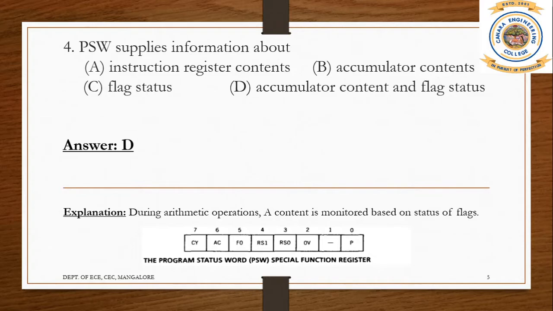So the program status word structure is given here. Program status word is an 8-bit wide register whose highest bit is the carry flag and lowest bit is the parity flag. Then you have auxiliary carry, register select bits, overflow flag. Bit number 5 is F0 and bit number 1 is F1. So both are user flags which are left free for now and which can be used by the user if required in future. So here RS1 and RS0 are used for register select.